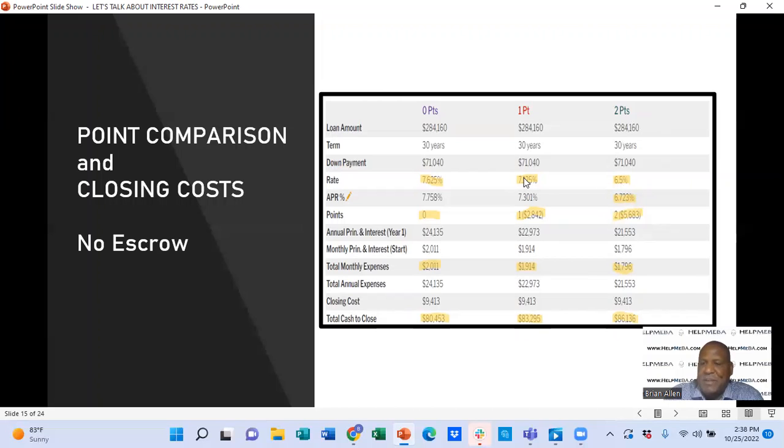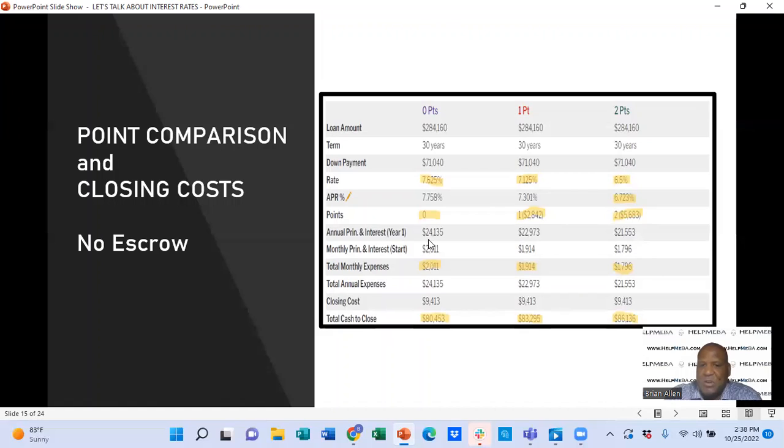Their APR was 6.686. This is a pretty close APR, but again, I'm putting in all the fees Bankrate didn't. And the points, 1 point is 1% of the loan amount. So 1 point here is 2,842, and then 2 points is 5,683.